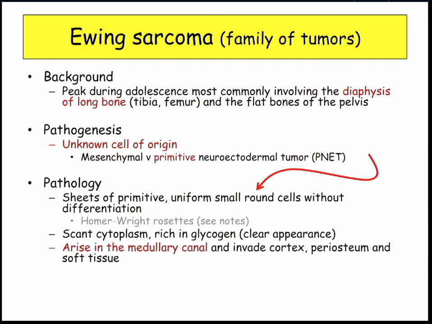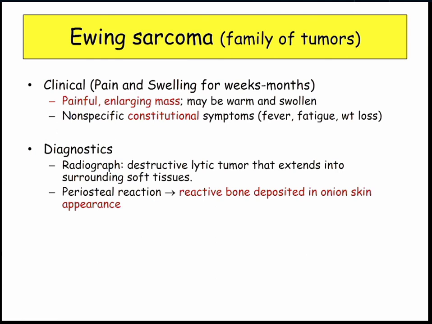In the medullary canal, that's where they come from. So these are premature cells, neuroectodermal origin, arising in the medullary canal. So that's why they're in the diaphysis as opposed to the metaphysis. They may have constitutional symptoms, fever, fatigue, weight loss. Again, that's not going to be a deal killer for you on the boards. They have to give you something more juicy, like a destructive lesion in the diaphysis in a young patient with nonspecific pathology. And this too gives that periosteal reaction, so reactive bone in an onion skin appearance.